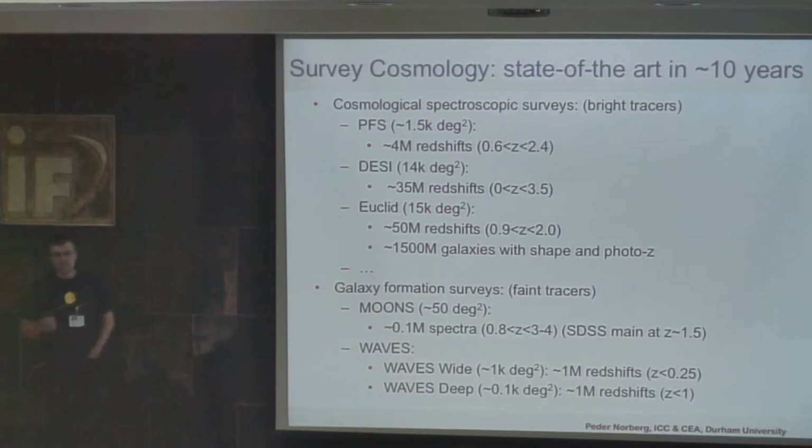So what's going to be the state of the art in 10 years' time at this level? It's cosmological spectroscopic surveys, using what I call the bright tracers. You have PFS, the Prime Focus Spectrograph on Subaru. There's going to be a 4 million redshift survey between redshift 0.6 and 2.4. DESI, 35 million redshifts. That's very relevant for people in here. And so on, with 14,000 square degrees coverage.